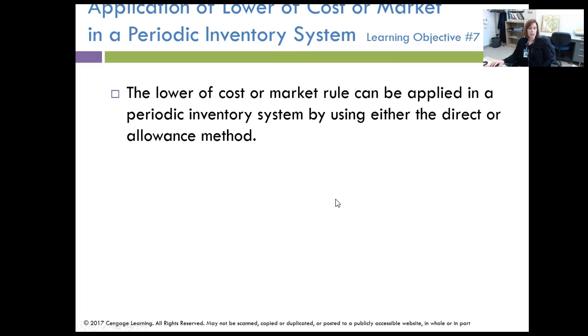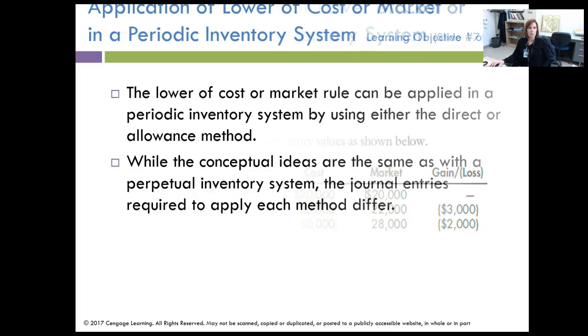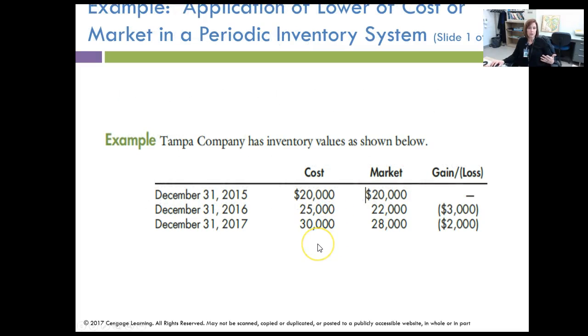And we will very briefly touch on the application of lower of cost or market in a periodic system. So we had discussed perpetual before, but very briefly we will deal with periodic. Perpetual is where we're basically tracking our inventory in real time. But in the periodic system, we will either use the direct method or the allowance method to write down our inventory to the lower of cost or market. Conceptually we do it the same way, but the journal entries are going to be different.